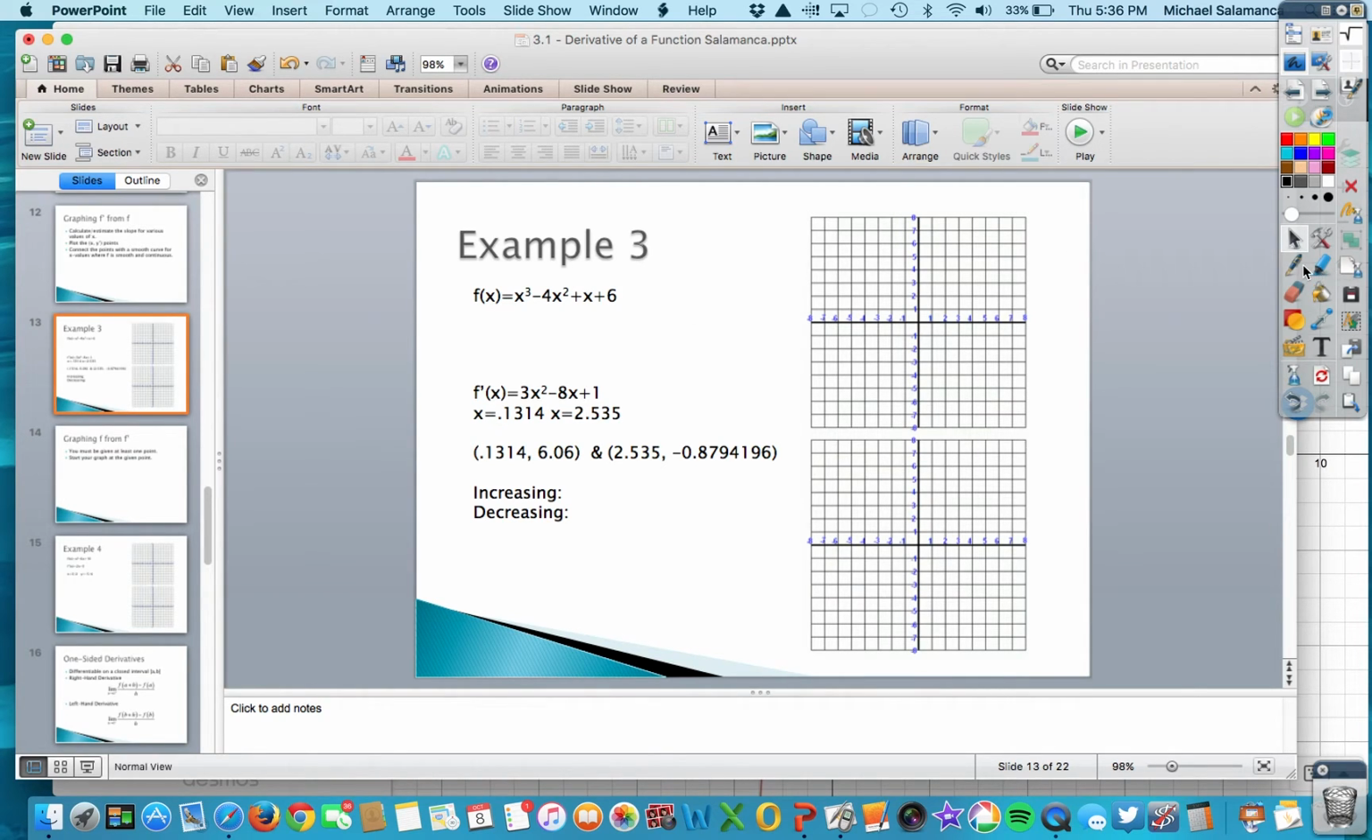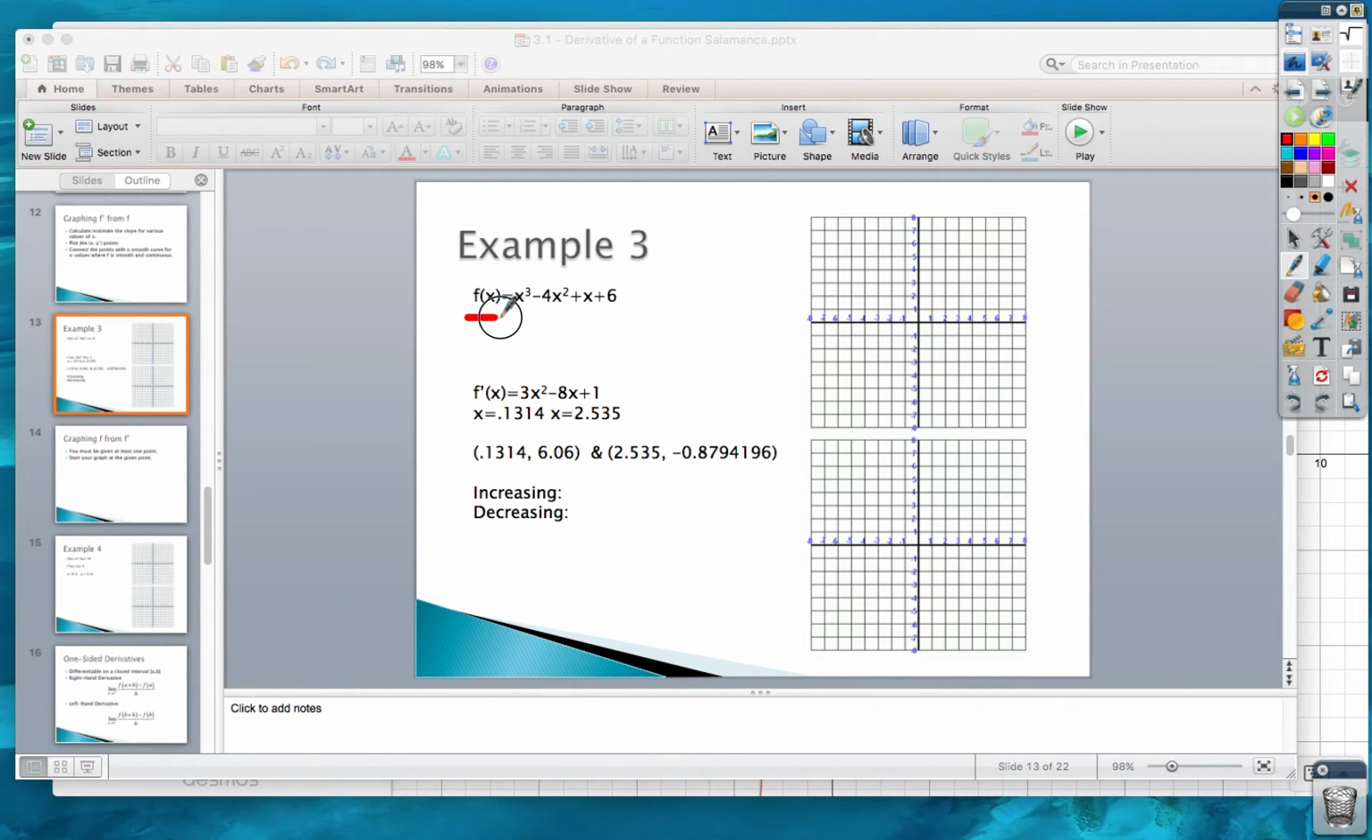Now, what I'm giving you here is the following function: f of x equals x cubed minus 4x squared plus x plus 6. We're not going to do the long proof to find the derivative. However, I've done it already, and this is what it looks like. It says f prime is equal to 3x squared minus 8x plus 1. What I've gone ahead and done here is I found x equals 0.1314, and x equals 2.535.